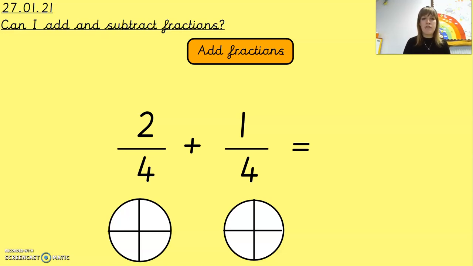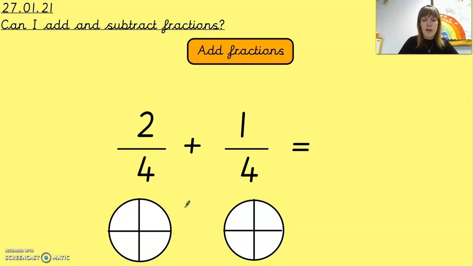So, adding fractions. On the screen, I have got 2 quarters, add 1 quarter. I want to find out what that equals together. So, underneath my fractions, I have got 2 cakes. Under 2 quarters, I have got a cake and I have split it into quarters. Now, I wonder if you could write down or shout out, why have I split this cake into quarters? Why not thirds? Why not fifths? Why have I done it in quarters?